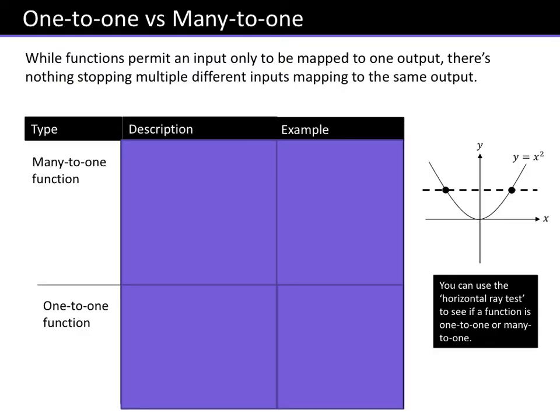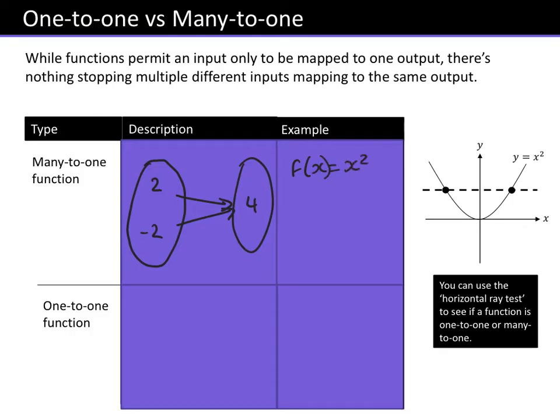Okay, and what we mean by that is as follows. If we have a many-to-one function, and this is always a classic example, if I had 2 and minus 2, they could both map to 4, couldn't they? Because f of x equals x squared. So this one is a many-to-one function. Even though I can put in 2 and minus 2 and still get an output of 4, this is still a function, because for every domain value there is only one output. I'm only crossing it once.